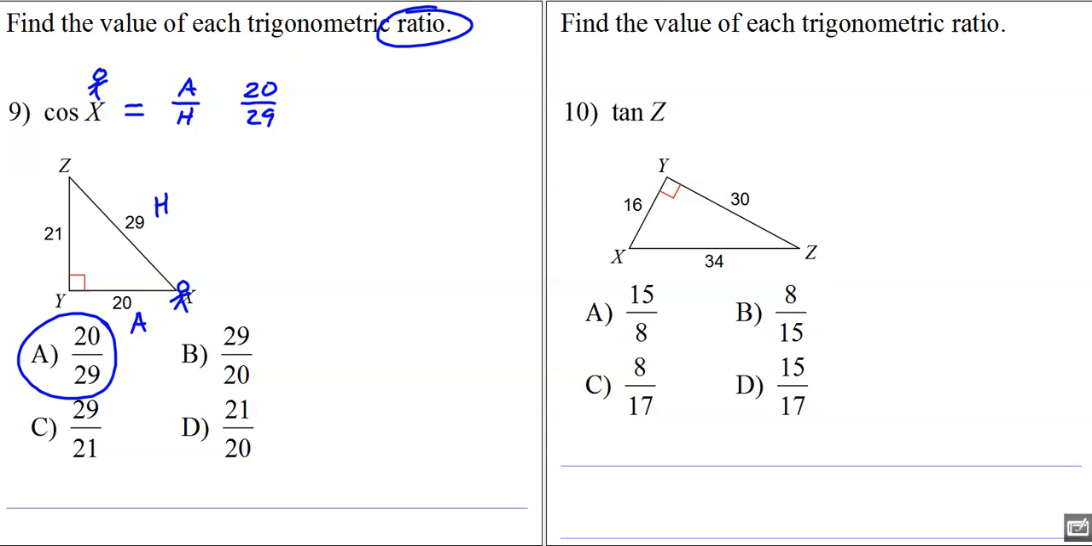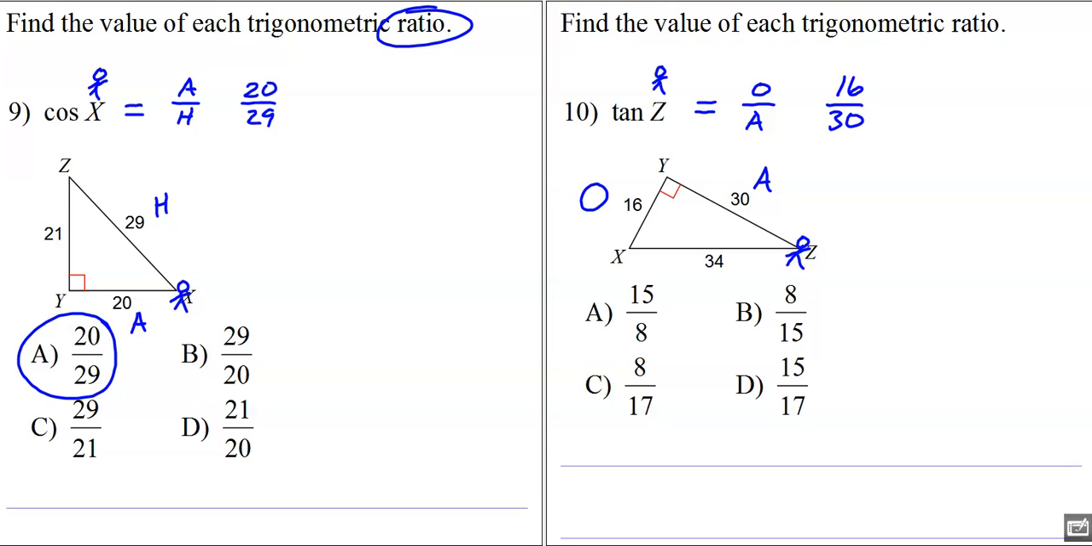Number 10, the tangent of z. Well, tangent is opposite over adjacent. My guy needs to stand on z. So opposite is right across from me. Adjacent leg is right next to me. The hypotenuse is actually on the bottom because it's across from the 90 and it's the biggest side. So opposite over adjacent would be 16 over 30.